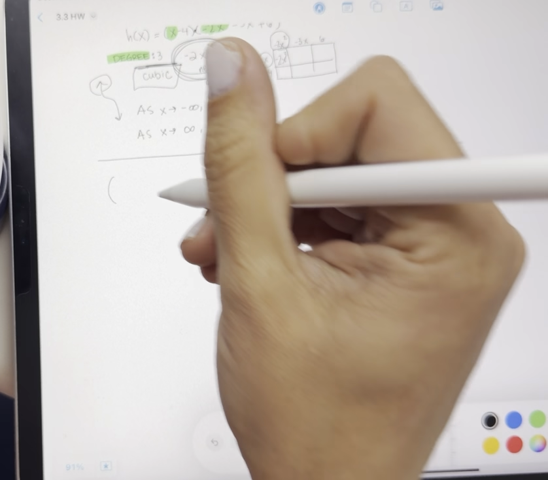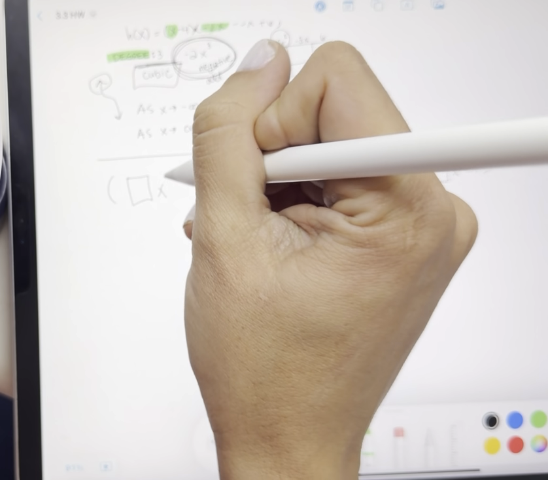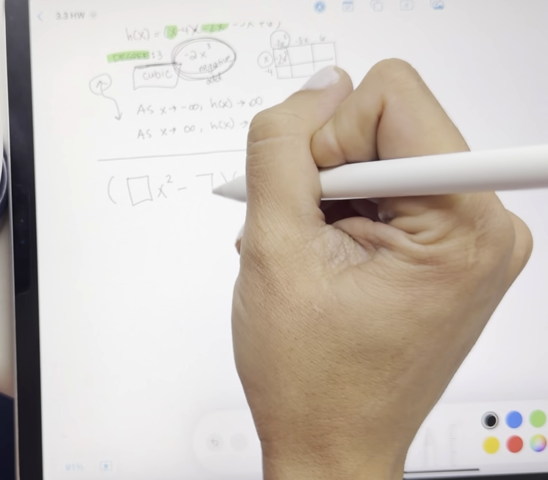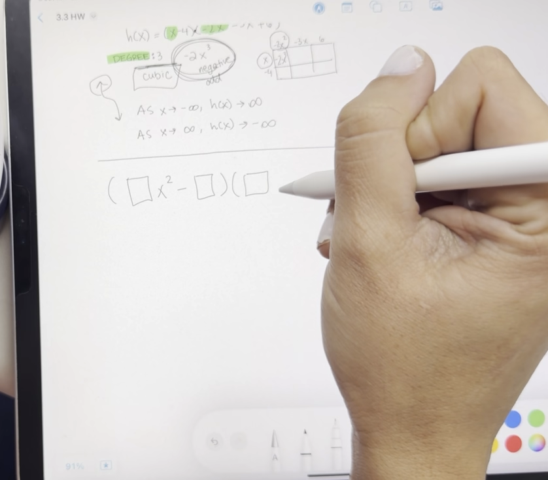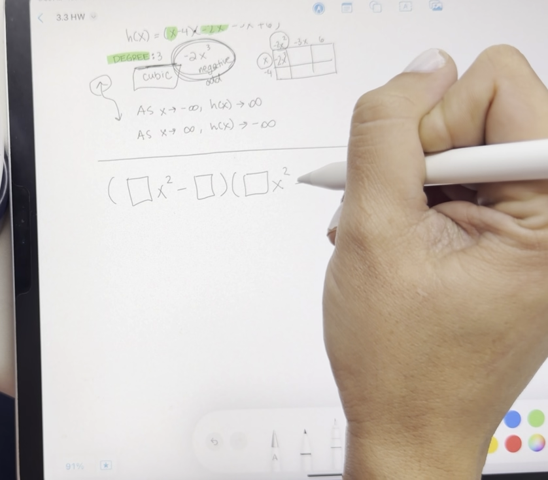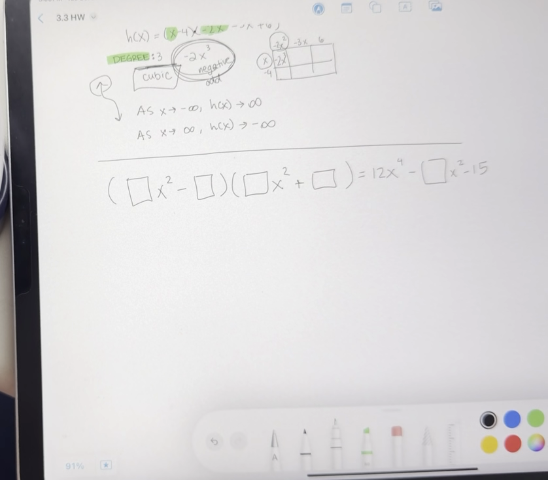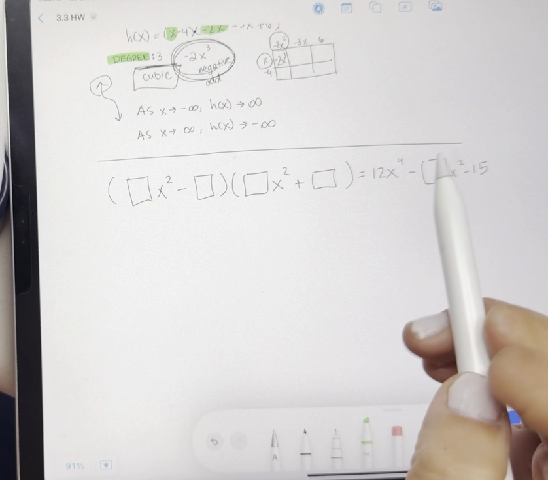Let's see. So I want something x squared minus something times something x squared plus something to become this. And I can only use any positive integers. They don't put like the 0 to 9 restriction on me. Okay, well, this might be easier than I thought. I thought it was going to be 0 to 9.